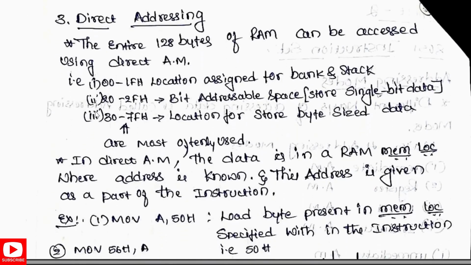Next is the direct addressing mode. The entire 128 bytes of RAM can be accessed using the direct addressing mode. For example, 00 to 1FH is the location assigned for the bank and stack. So 20 to 2FH is a bit addressable space that stores single bit addresses. 30 to 7FH is the location to store byte-sized data, and it is the most often used. So in the direct addressing mode, the data is in the RAM memory location where the address is known. This address is given as a part of the instruction.